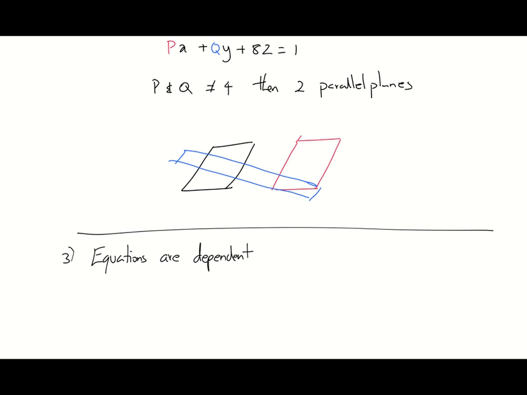Now if the equations are dependent, you actually have an infinite number of solutions. All right, this is the important part. Infinite solutions, and I'll show you guys why.